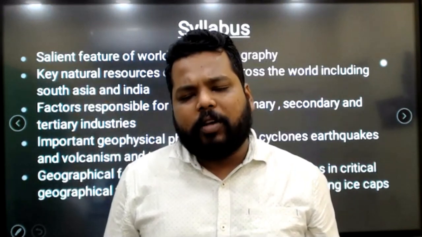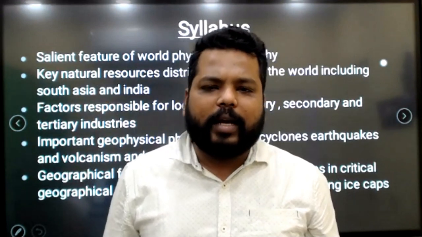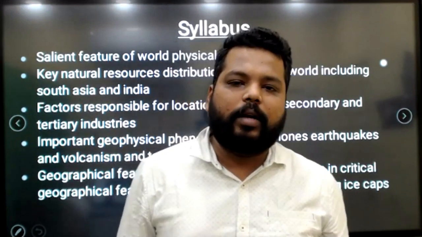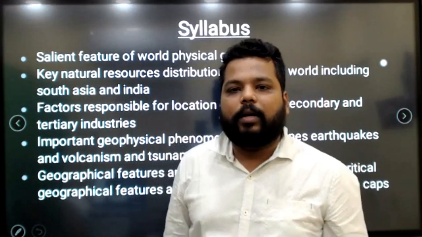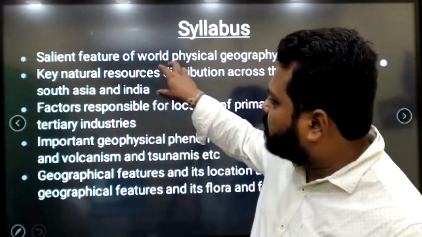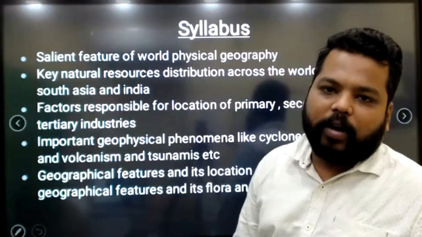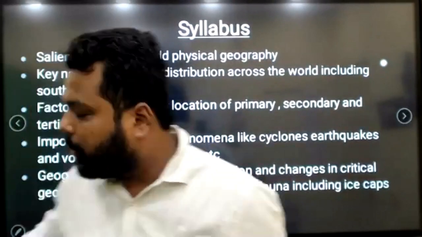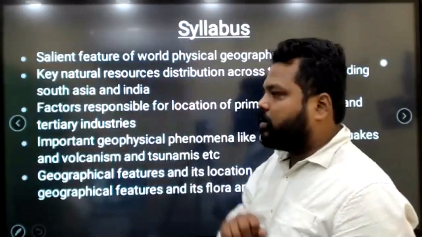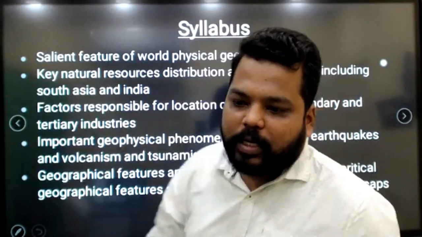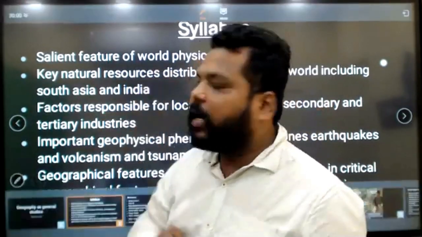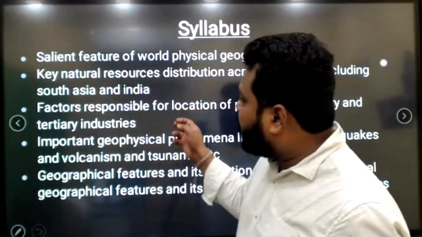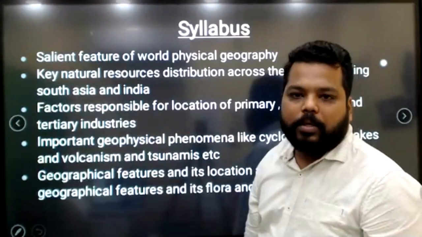Let it be different soils, water, different agricultural crops. It is also a key natural resource, different vegetations across the world, different forest covers across the world. So all these key natural resources we will understand across the world, giving special emphasis to India regarding this point. If you understand this key natural resource distribution across the world and India, it is very simple that you understand this particular third line of the syllabus.